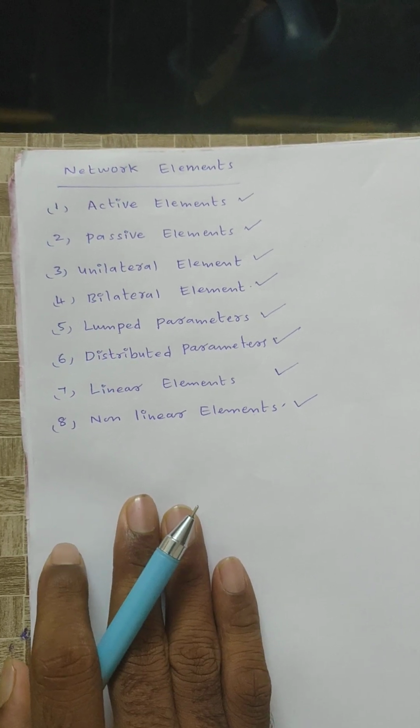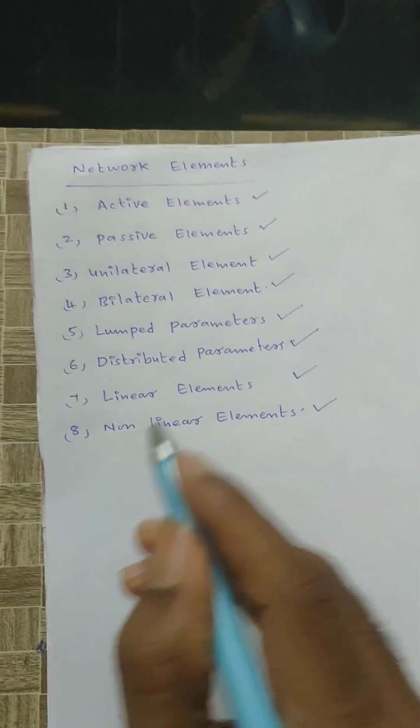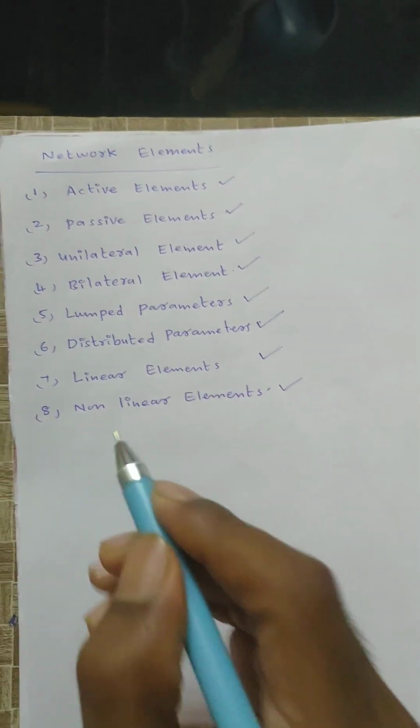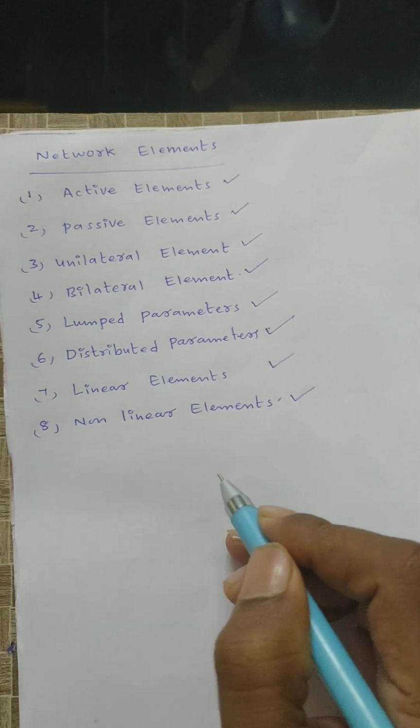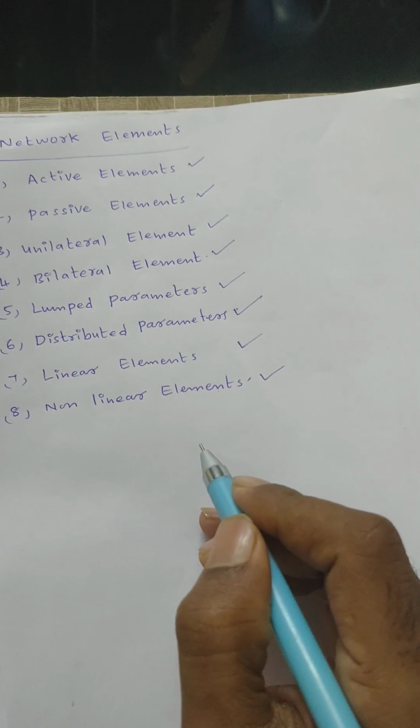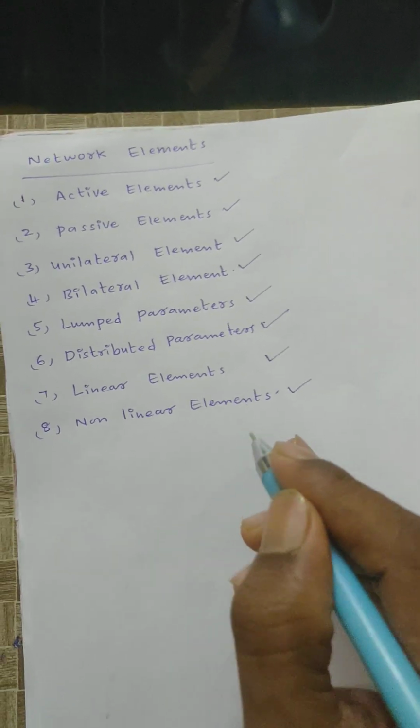First is active element. An active element is the element which gives energy to the circuit. Examples of active elements are voltage source and current source.